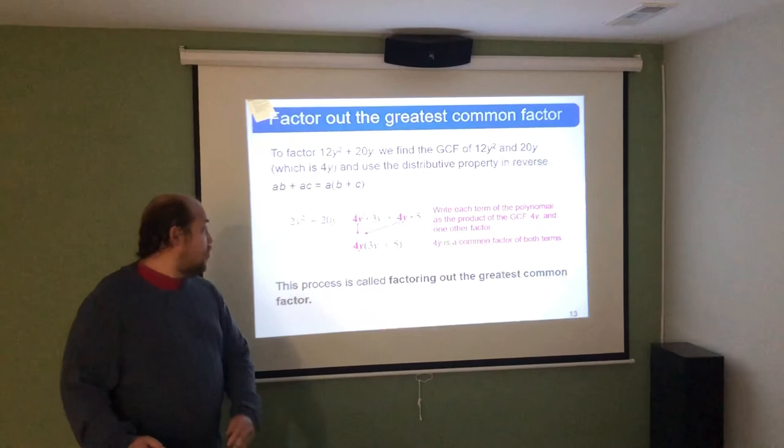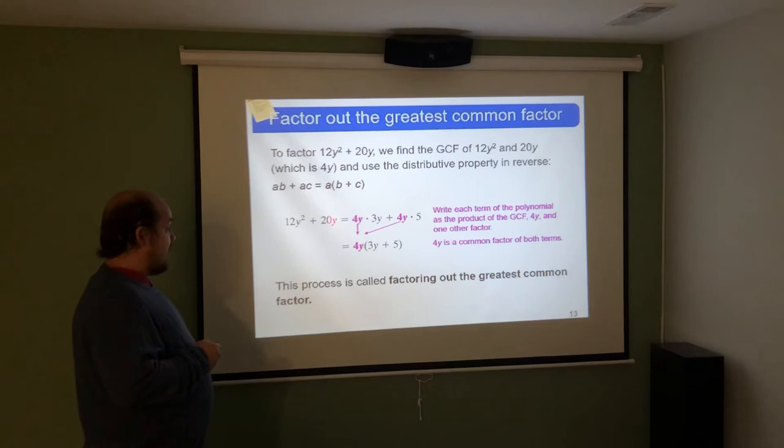Once I get that 4, I then look at variables. This has a y times y. This has a single y. So in common, they have this single y. But since this y squared has two y's and I couldn't take a second y out of here, I can't take a second y out of there. That leaves behind one y.